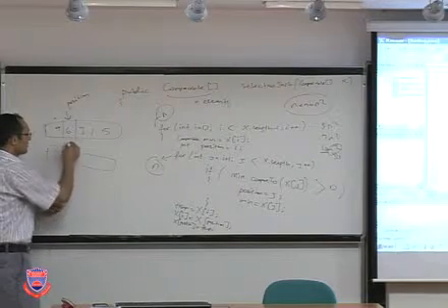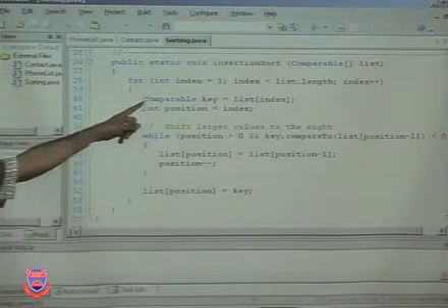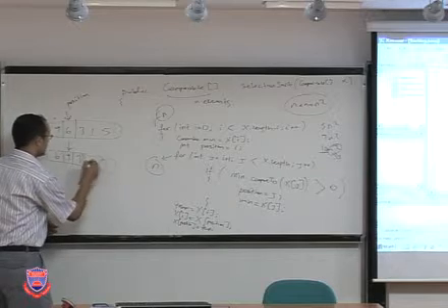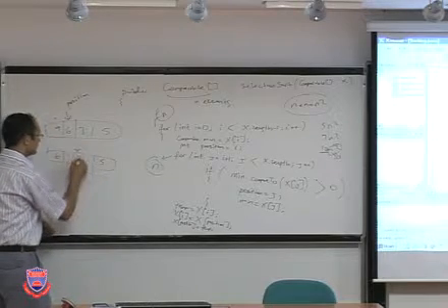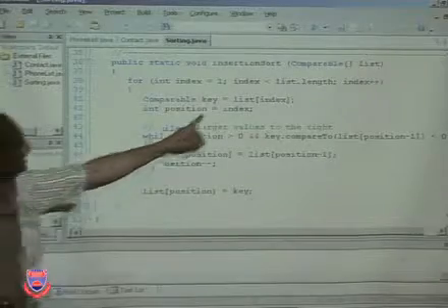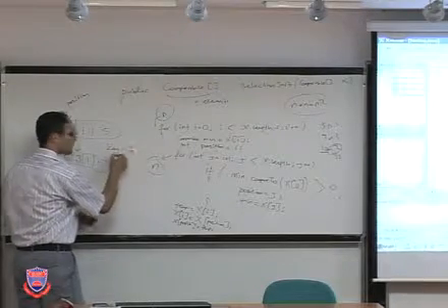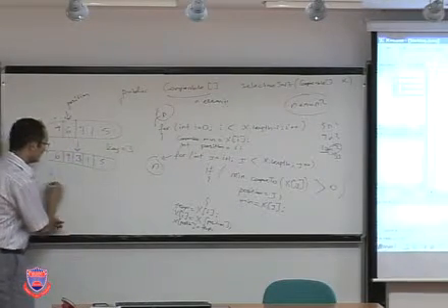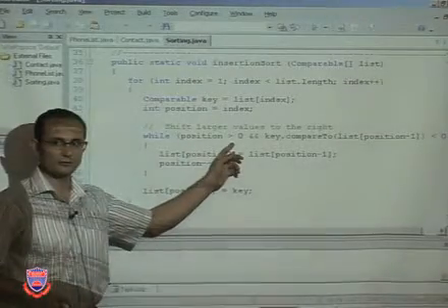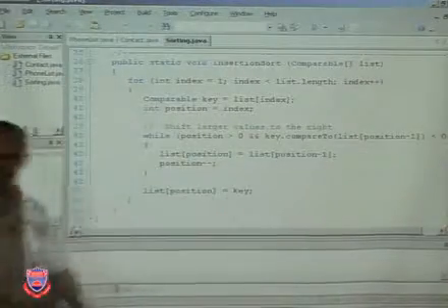Next thing, I will increment my index by 1. It was originally 1, so it will point to 2. Now my index is going to point to 2, so the key is going to be 3. Key is equal to 3, right? And then what will I do? I will have this loop while position is greater than 0, which is the case, and then my key compared to list position -1 is less than 0.